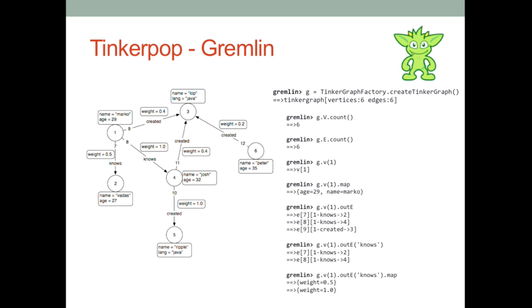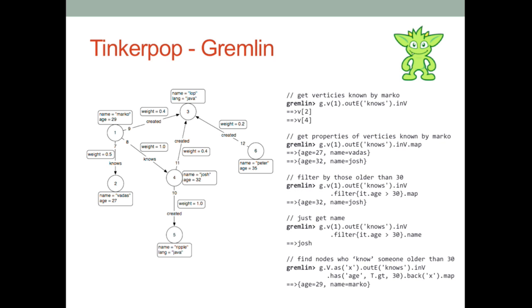Then we can also filter by type. I'm only concerned about who Marco knows, so you can do outE('knows'). And then you can also grab the properties there. In this graph, they're only using a property called weight.